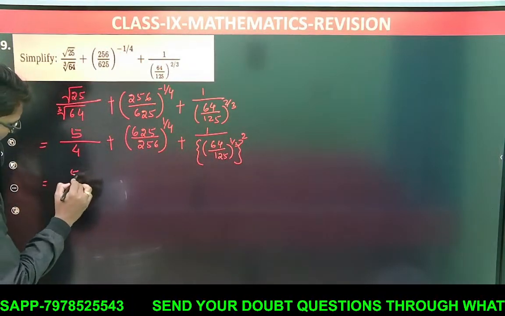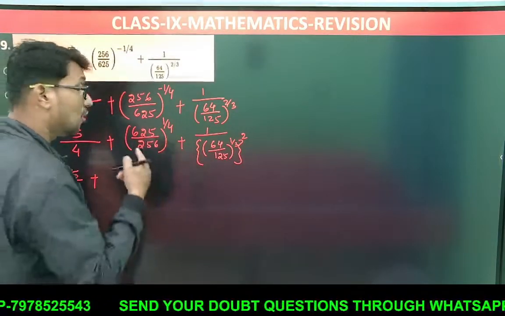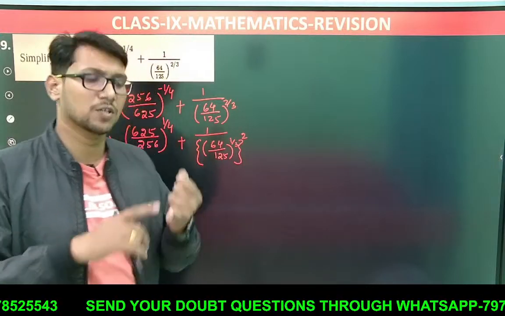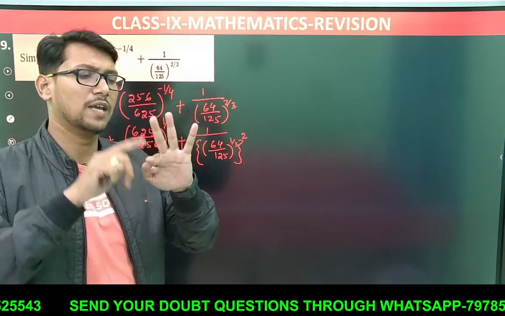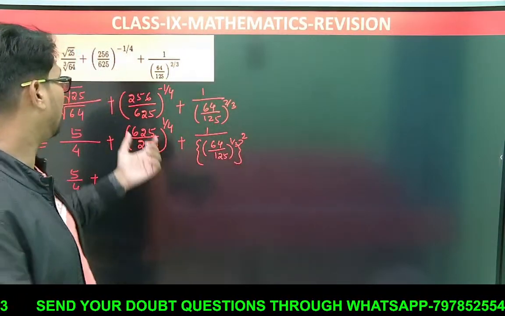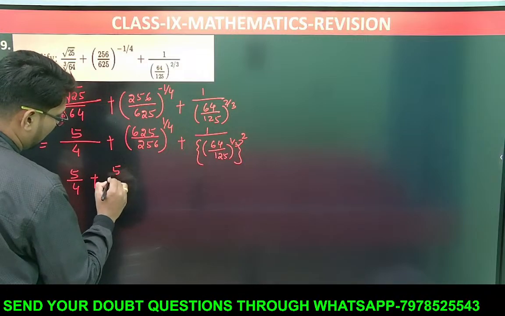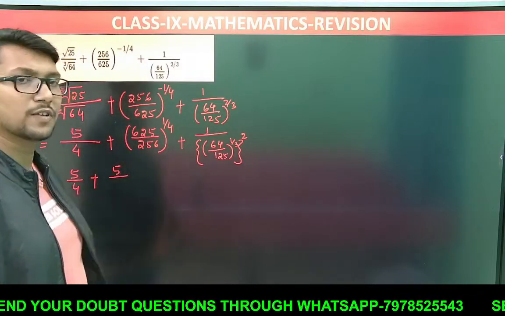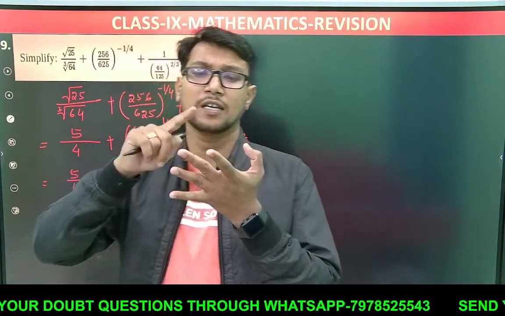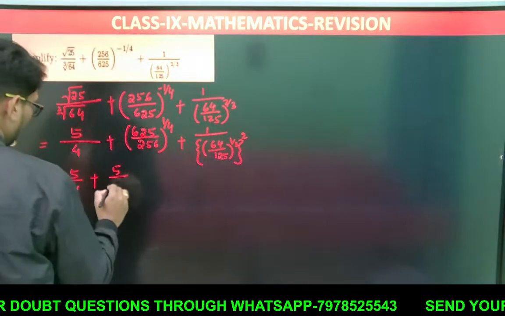So let us simplify. It will become 5 by 4 plus here power is 1 by 4, matlab fourth root of this. 625 ka fourth root is how much? 5, because when 5 is multiplied 4 times, 5 into 5 is 25, 25 into 5 is 125, 125 into 5 is 625. So therefore the fourth root of 625 is 5. And the fourth root of 256, we know 16 square is how much? 256. So 4 into 4 is 16, 16 into 4 into 4 is how much? 256. So therefore the fourth root of 256 is how much?